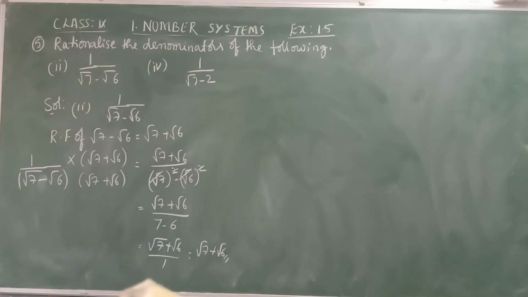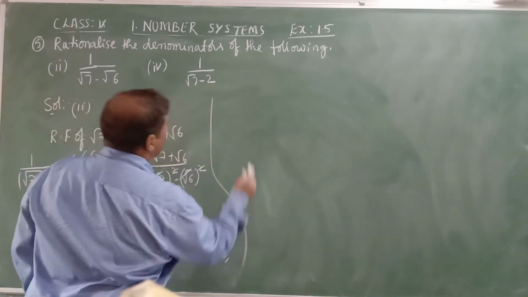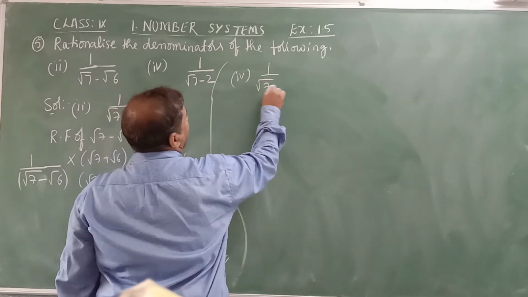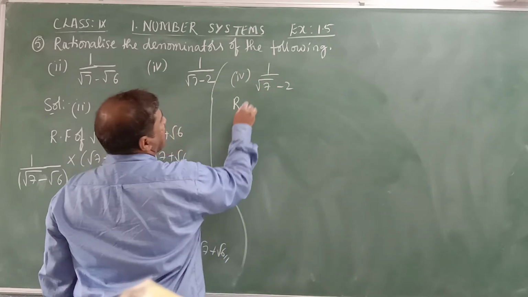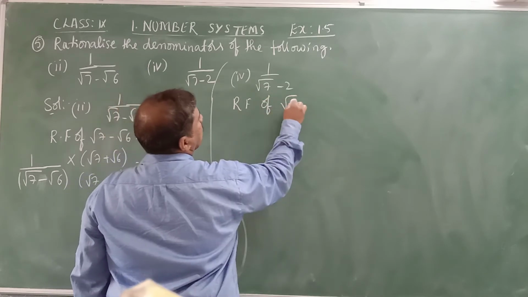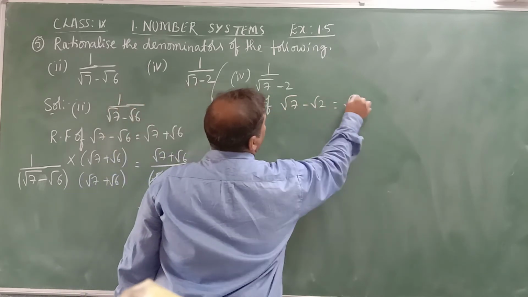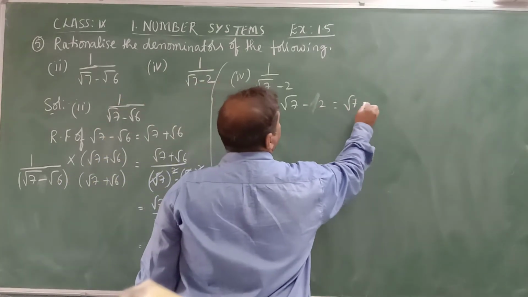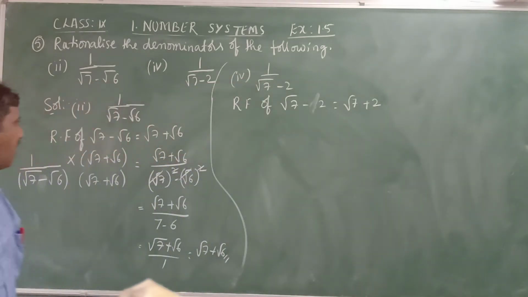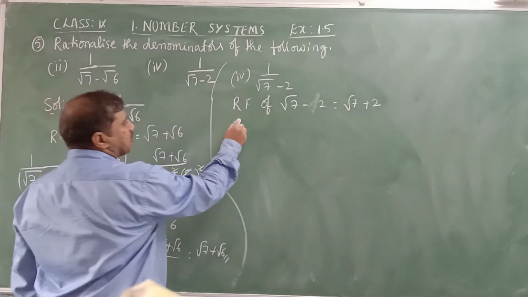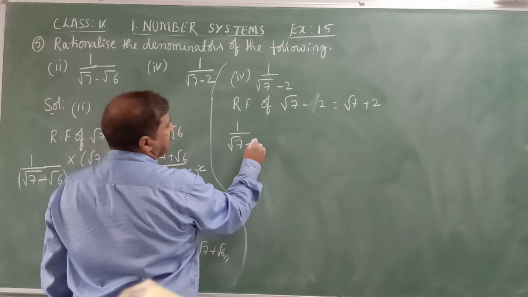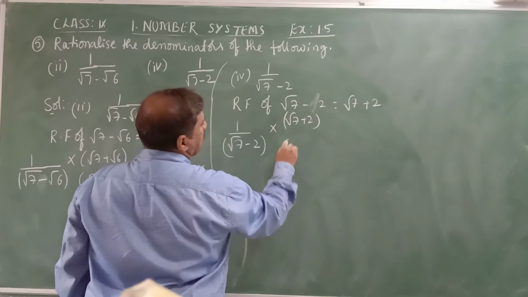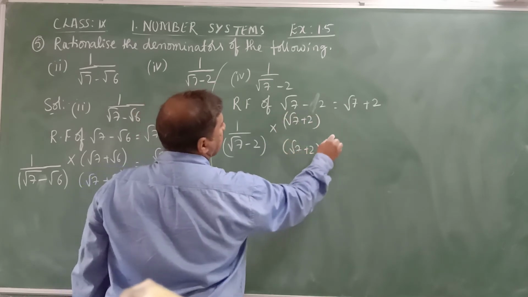Now here the second bit, that is the fourth bit, we are going to discuss. Fourth bit: 1 divided by square root of 7 minus 2. Here the rationalizing factor (RF) of root 7 minus 2, not root 2, is root 7 plus 2. Now multiply both numerator and denominator of the given number with root 7 plus 2.